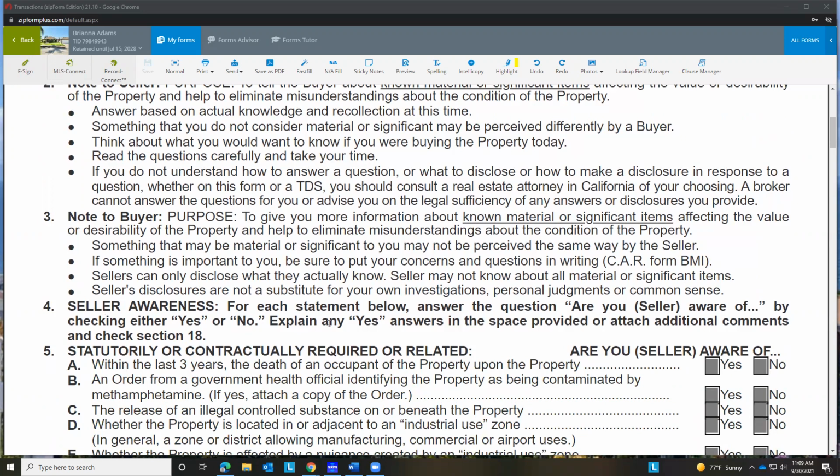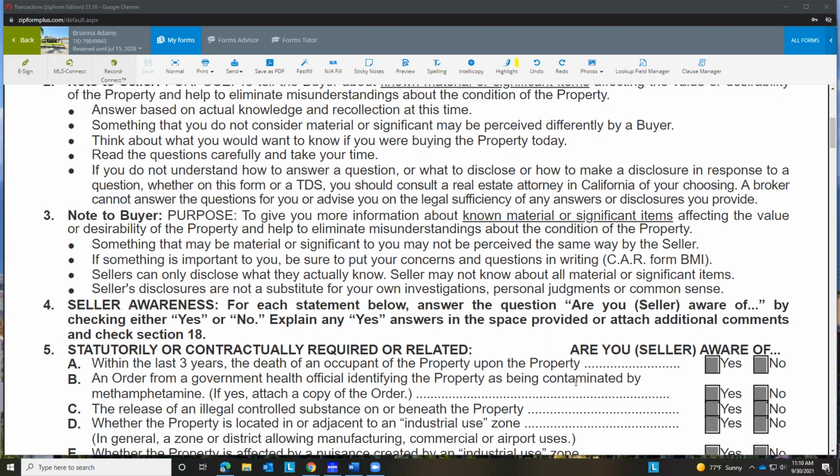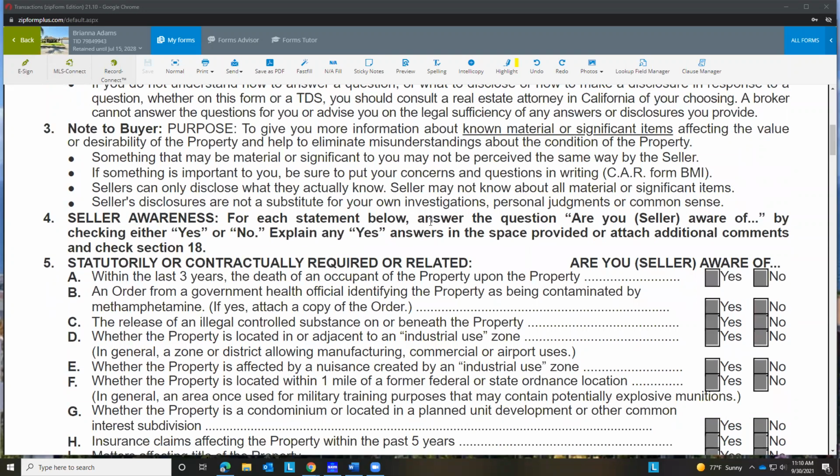Seller awareness. For each statement below, answer the question, are you, as the seller, aware of, by checking yes or no. If they're not aware of it or they don't know, the answer is no. Explain any yes answers in the space provided or attach additional comments and check section 18. Every TC I know and work with, including myself, will send this form back to you if a seller answers yes and does not explain. Their yes is required. If I do a paper packet of disclosures for you, I actually have a stamp that I put on a sticky note and stamp for this in the TDS that says, all yes answers require an explanation.